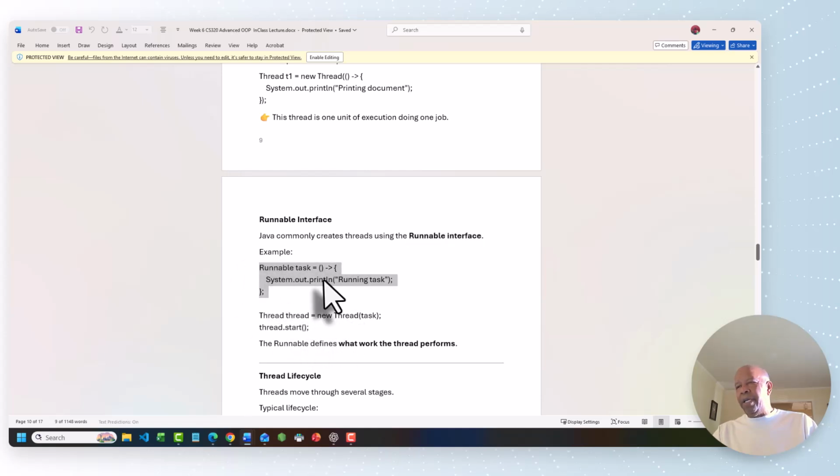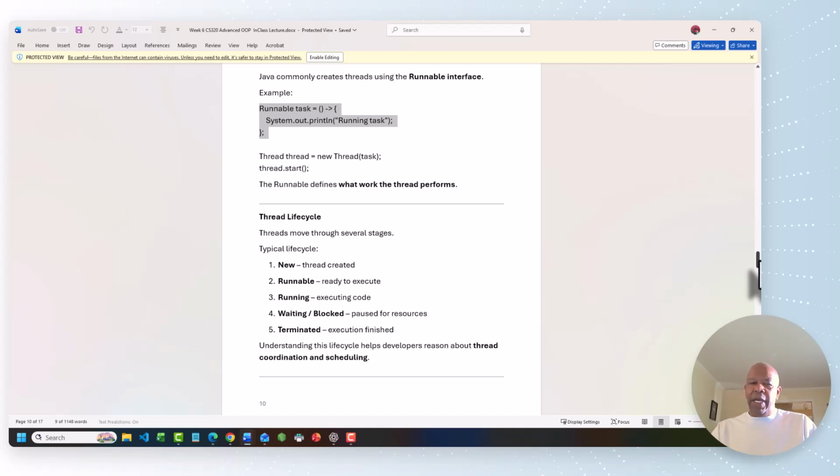And then we're inheriting. We basically inherit or extend Runnable for the task we're creating. So here we're creating a new thread, and we're starting it. Runnable defines what work the thread performs. So Runnable and Thread are connected to each other. Runnable is the class, Thread is basically the subclass.